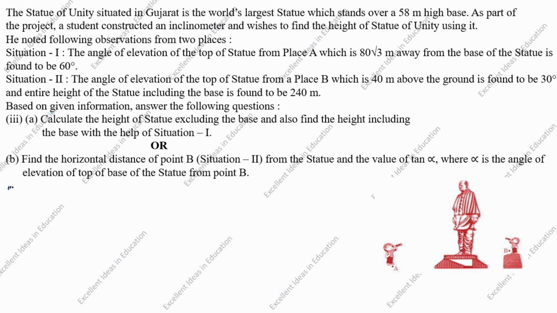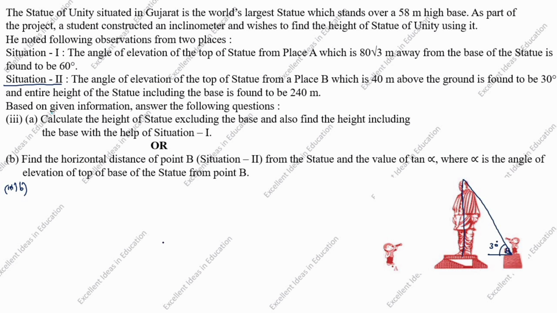Next, third question B. Find the horizontal distance of point B. This is point B. Situation 2. You see the situation 2. From the statue, and the value of tan alpha, where alpha is the angle of elevation of the top of the base of the statue from point B. I will draw the drawing again. This is the height from here to here. So this angle is given as 30 degrees.